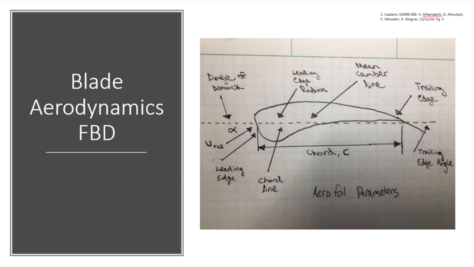There are two different main types of turbines that are used throughout society, and the one we will be focusing on today is the horizontal axis wind turbine.